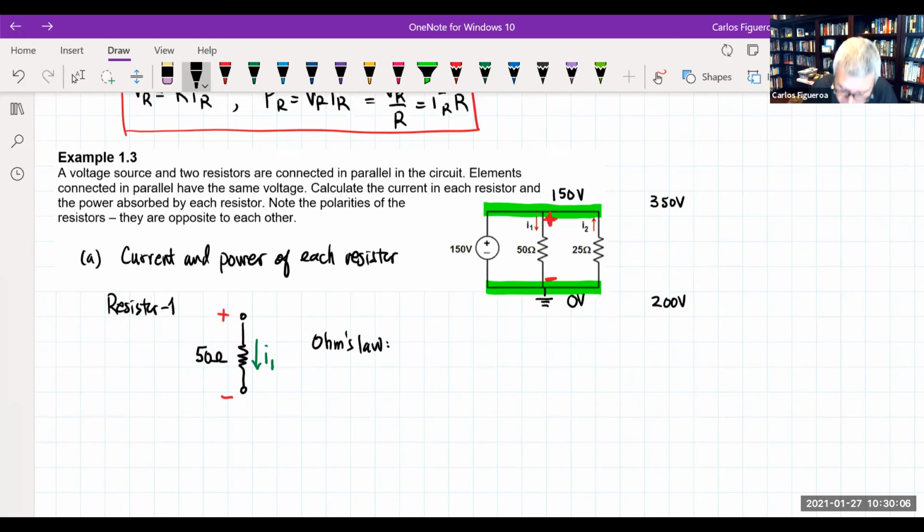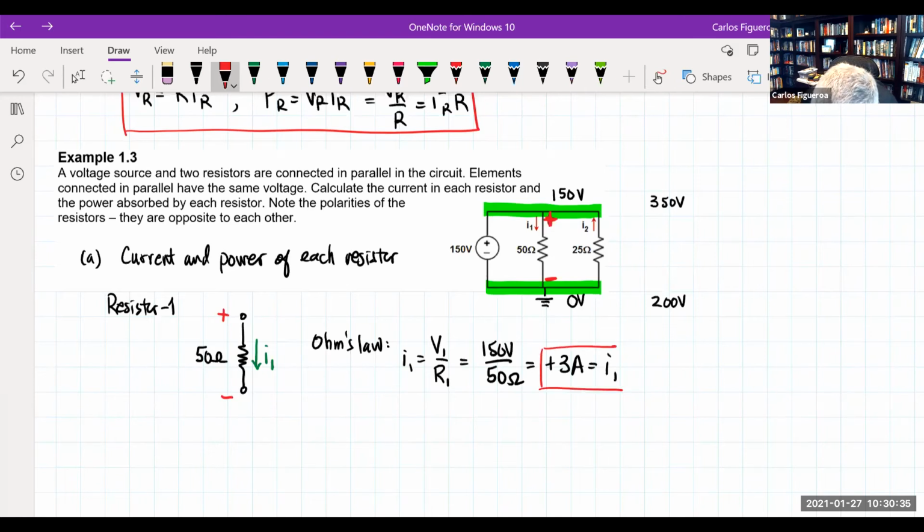I know that I1 must be the voltage across 1 divided by the resistance of 1. But since they're all parallel, they have to have 150 volts. So when I write this in, this is going to be 150 volts divided by 50 ohms. Therefore, I should have a positive 3 amps for current 1. That is absolutely true. So I know that that current is positive. Why? It enters the positive node.